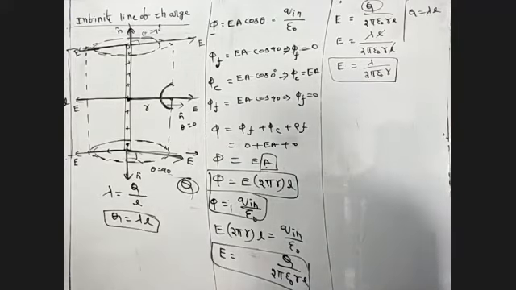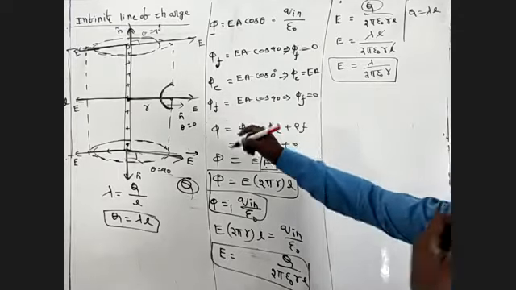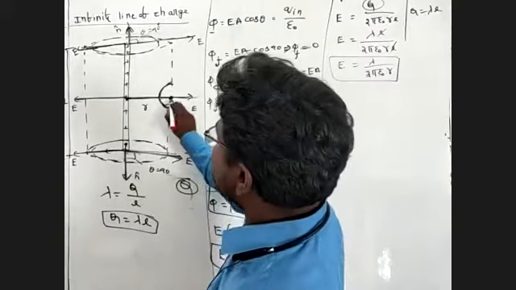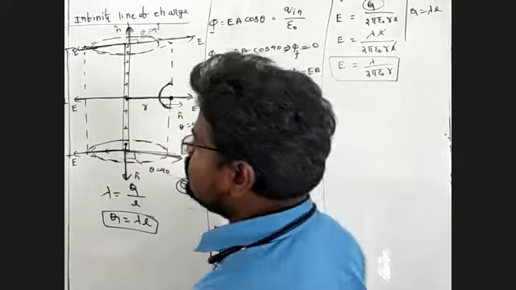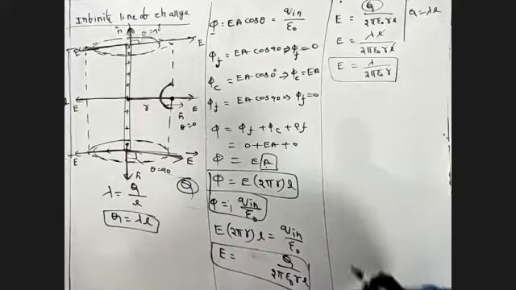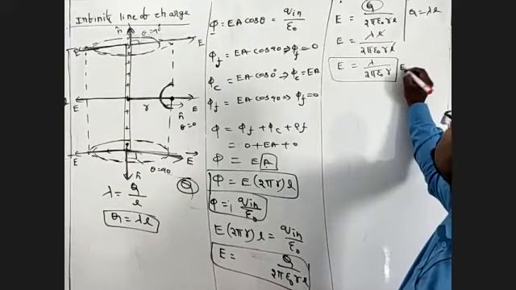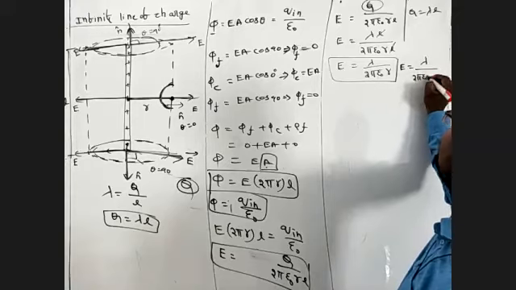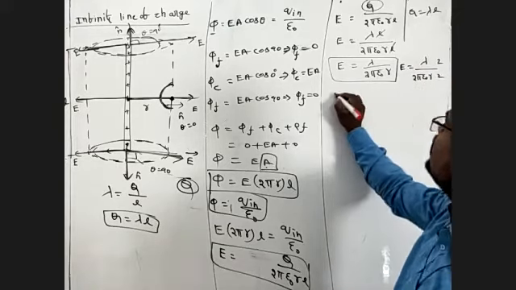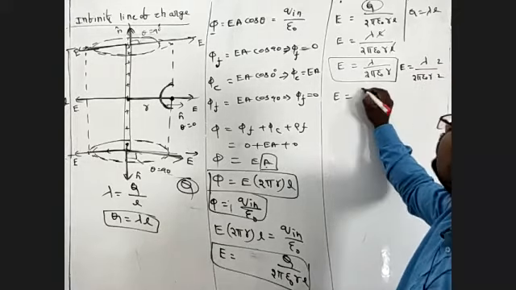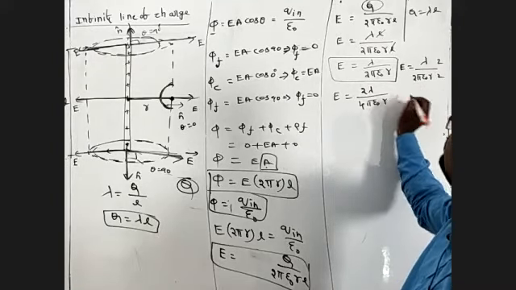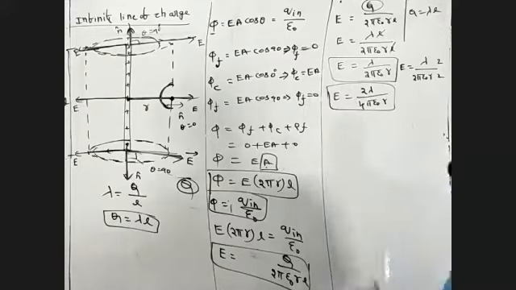This is the infinite charge. This is the electric field at this point due to the charge. Suppose, for example, E is equal to, I'm dividing 2 by 2. So now this is 2 lambda by 2 into 2, that is 4 pi epsilon naught, or also you can take it.